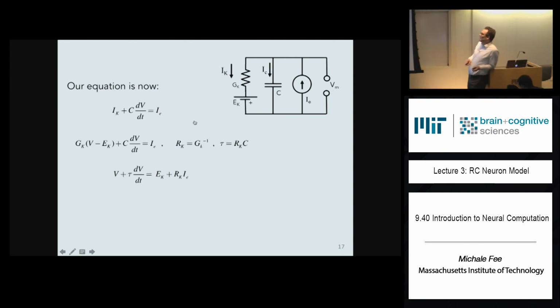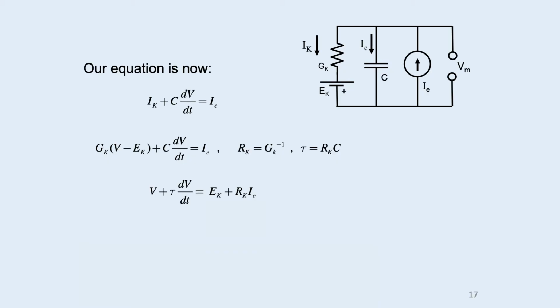Everyone see why that's V infinity? Because if you set dV/dt equal to 0, V is equal to IK plus RKIE. If you inject a constant current at steady state, dV/dt equals 0, you can see that the injected current is just equal to the potassium current leaking out through the membrane. That all makes great sense.